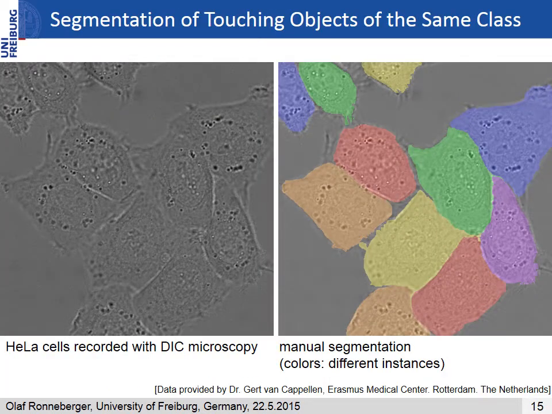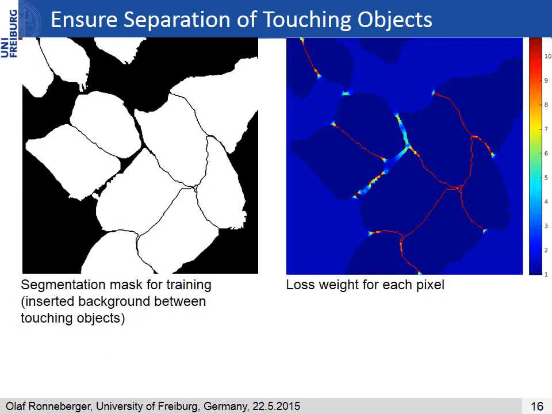The second challenge are touching objects of the same class that have to be correctly separated. Here we insert background pixels between all touching objects and assign an individual loss weight to every pixel. This allows a strong penalization if the network accidentally closes these gaps.